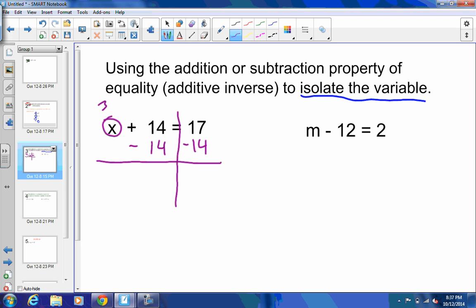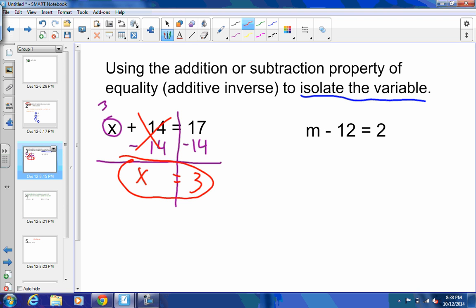We have to keep it balanced. So we do minus 14 to the left, minus 14 to the right. When you do that, this cancels out. That's really nice. And you're just left with x over here, which is awesome because we just isolated that variable. And then we can figure out 17 minus 14 is 7 minus 4 is 3, 1 minus 1 is 0, so it is 3.